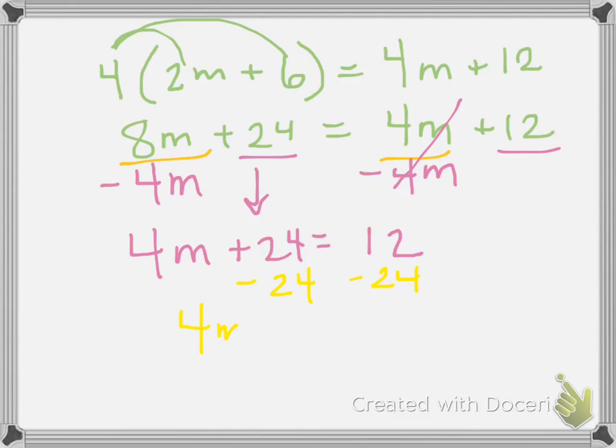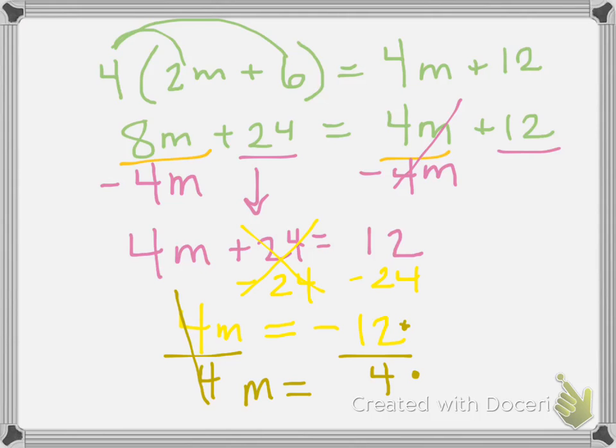I'm left with 4m equals, I can get rid of this because that was just 0, 12 minus 24 is negative 12. My very last step is to get x by itself, or in this case m by itself, and the way I'm going to do that is by using inverse operations. 4 is squished next to m, which means multiply. The inverse of multiply is divide, so I'll do that on both sides. 4 divided by 4 is 1, m equals a negative divided by a positive is negative 3. M equals negative 3.